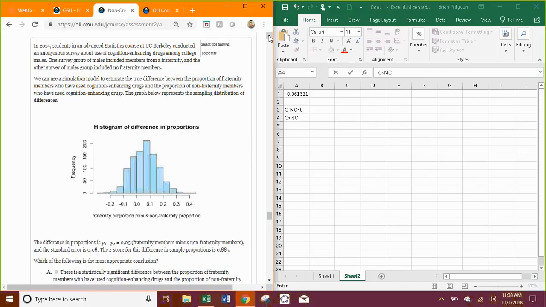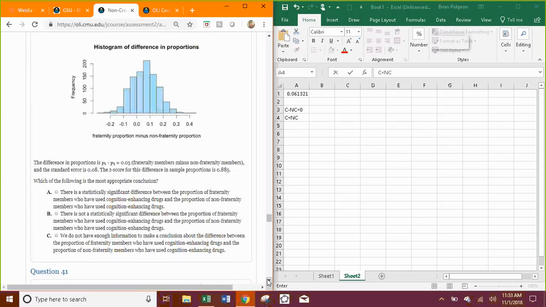Let me just read again. In 2014, students in an advanced stat class at UC Berkeley conducted an anonymous survey about use of cognition-enhancing drugs among college males. One survey group of males included members of a frat, and the other included no frat. We can use a simulation model to estimate the difference between the proportion of fraternity members.